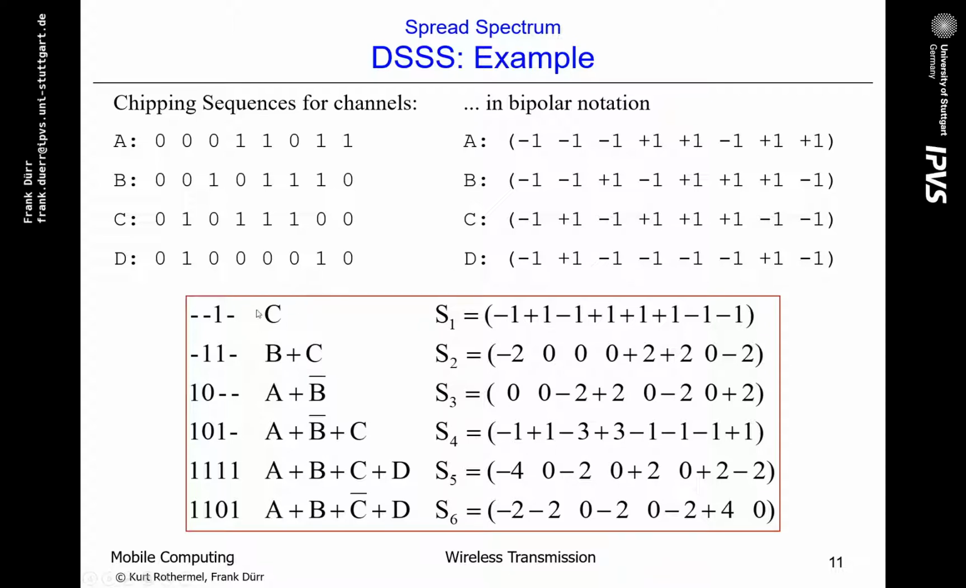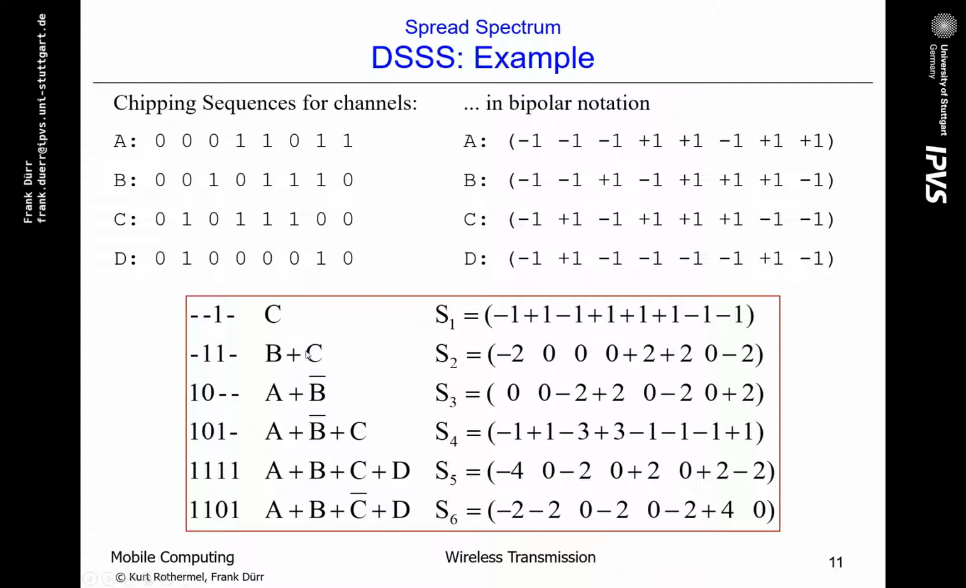Scenario number 1 would be only C is sending. Only the sender C is active. And it's sending a 1 bit. So how to read that is sender A is silent, sender B is silent, sender C is sending a 1 bit, and sender D is silent. Okay, so what do we see then at the receiver side? We only see the chipping sequence of C. So this is the chipping sequence of C. This is exactly what we also receive at the receiver side.